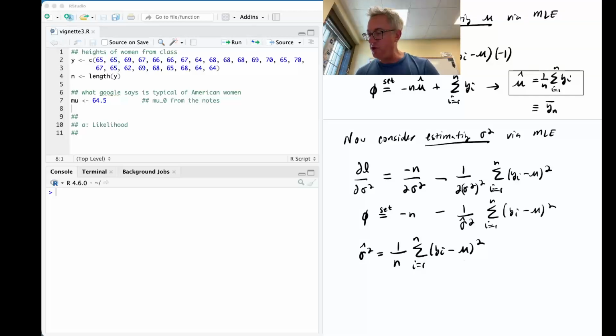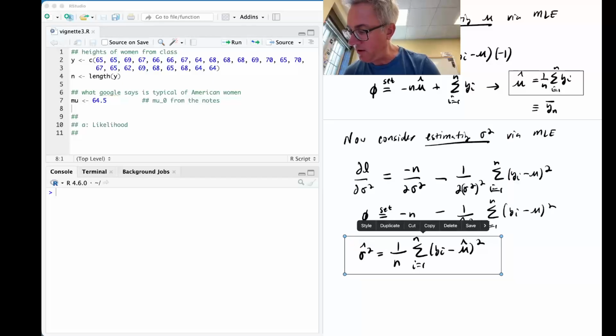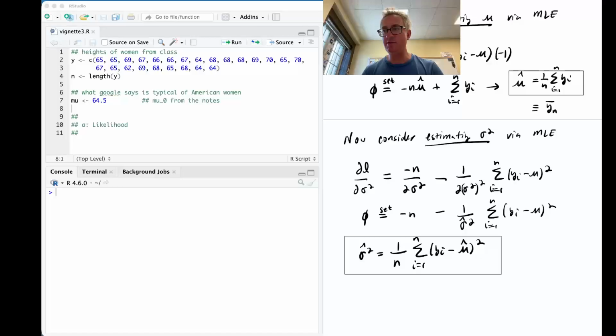And what value of mu should we use? Well, we solved for mu earlier, so we could just plug in the value mu hat that we got from before, and that is our estimate of sigma squared. So that's the MLE. And remember, this mu hat is y bar n, so it's the sample average.